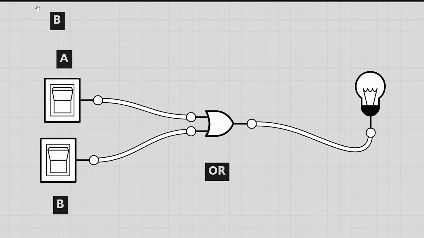Next, moving on to OR gate. When both the inputs are 0, the output will be 0. When any one input is 1, the output will be 1. When both the inputs are 1, the output will again be 1. Moving on to NOT gate.